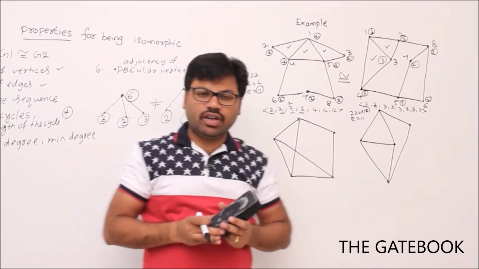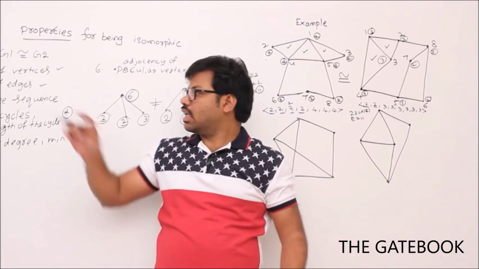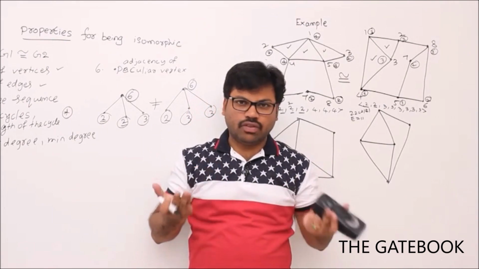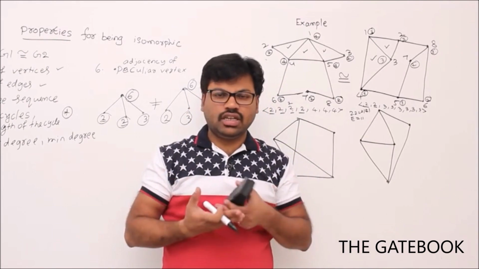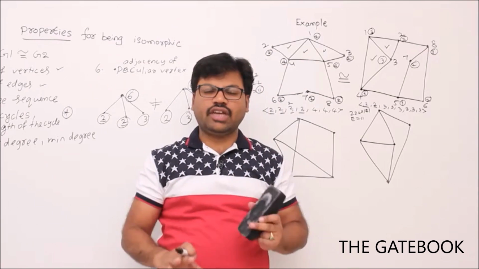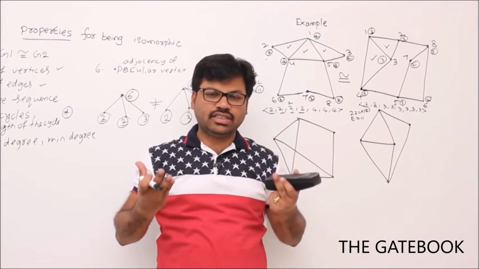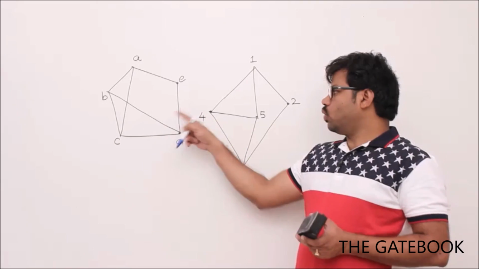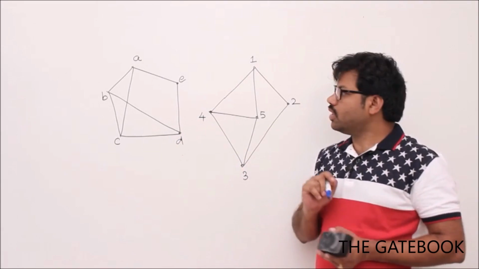Okay. So from now onwards, when two graphs are given, check all these properties, whatever you like in some order. Generally start with number of vertices, after that number of edges, then followed by degree sequence. If degree sequence also matches, then go for number of cycles and cycle lengths. Two graphs, whether they are isomorphic or not, we'll see.